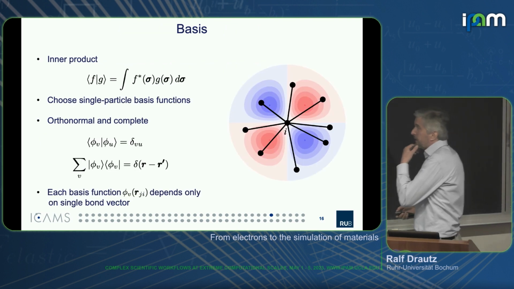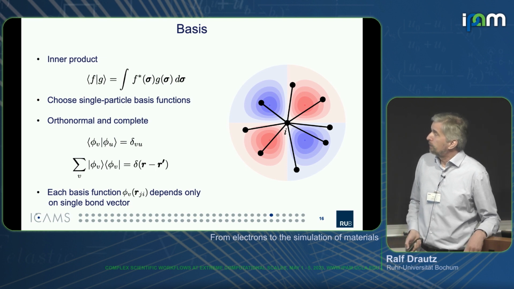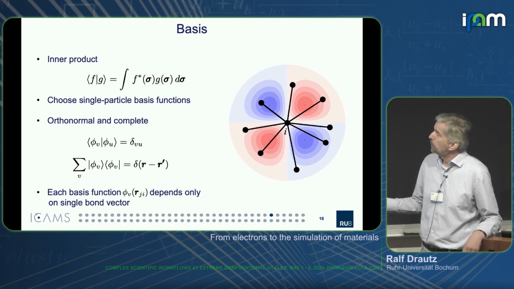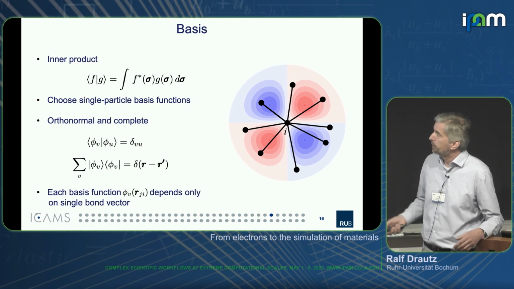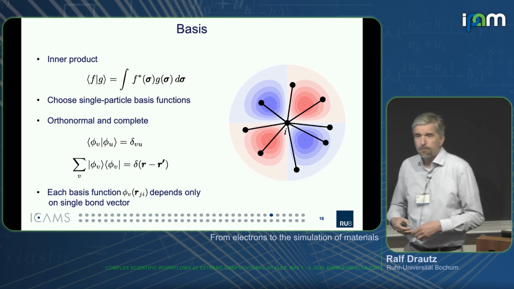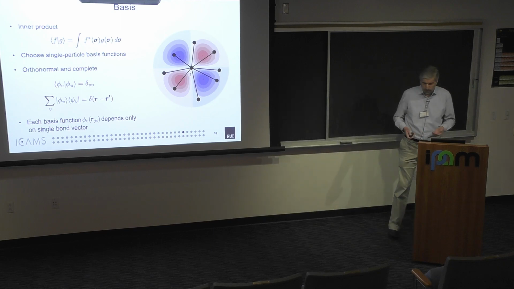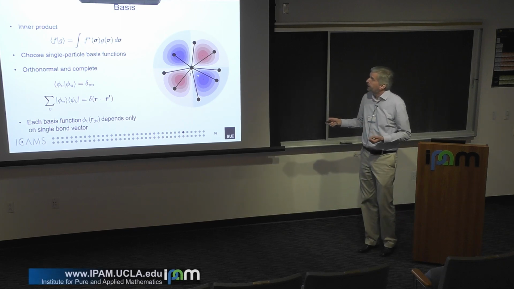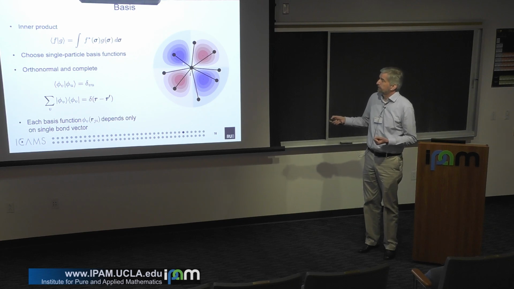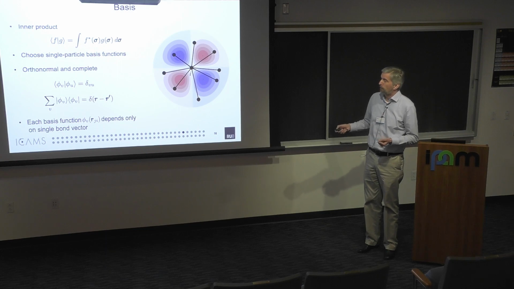To this end, we formally introduce a basis and an inner product before we can put in a basis. So the inner product is just the usual inner product, and once we have the inner product, we can put in basis functions that are orthonormal and complete. And that's pretty much like in electronic structure calculations. When you think of a Hartree-Fock approximation, for example, you start with single particle basis functions. Okay, so we now have single bond basis functions. We have basis functions that only depend on this bond and on this bond and on this bond. And we just ask them to be orthonormal and complete.